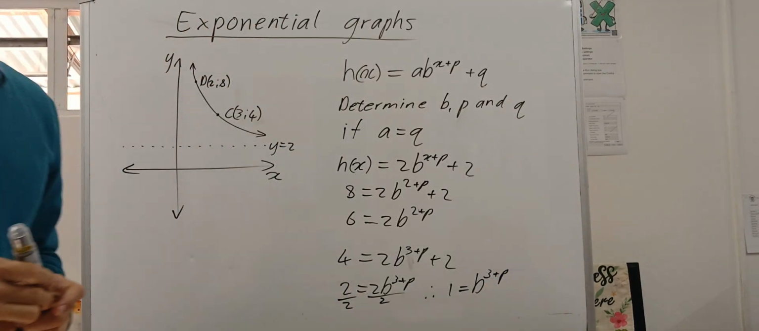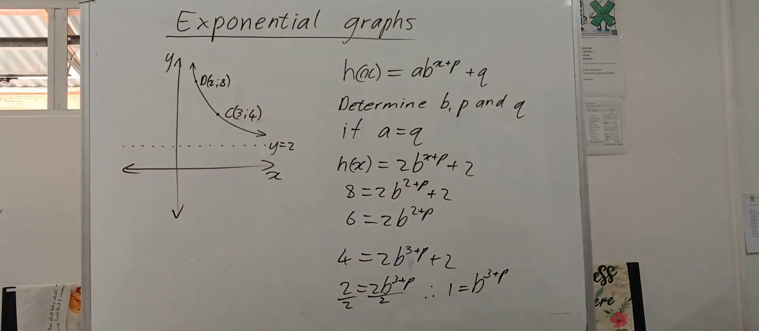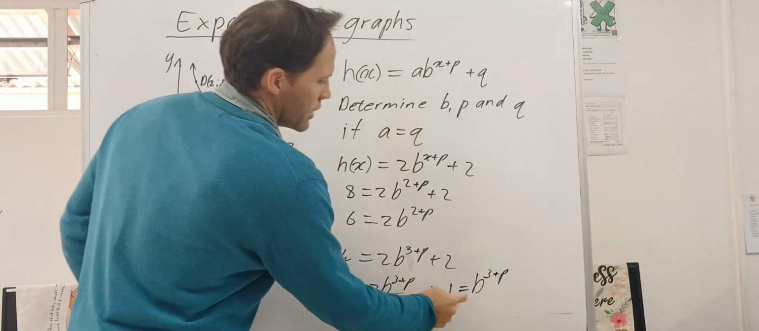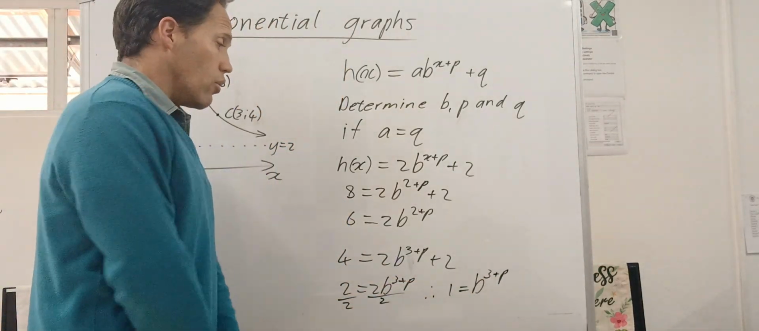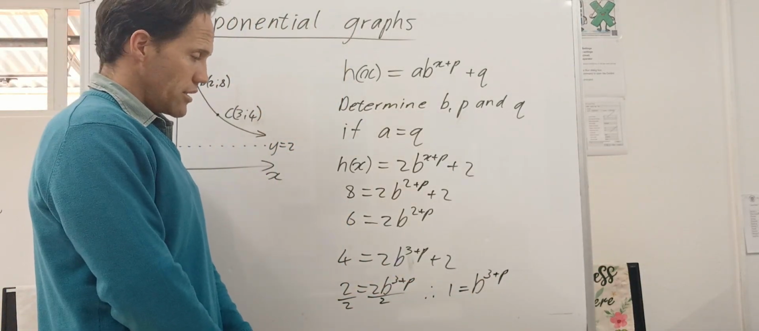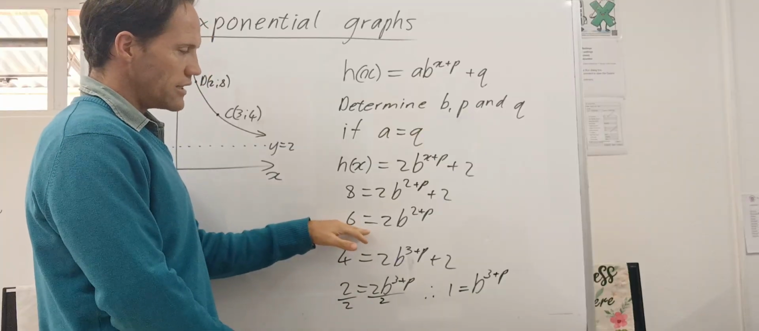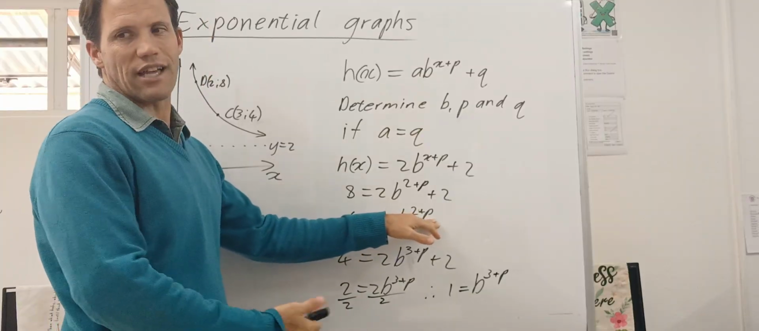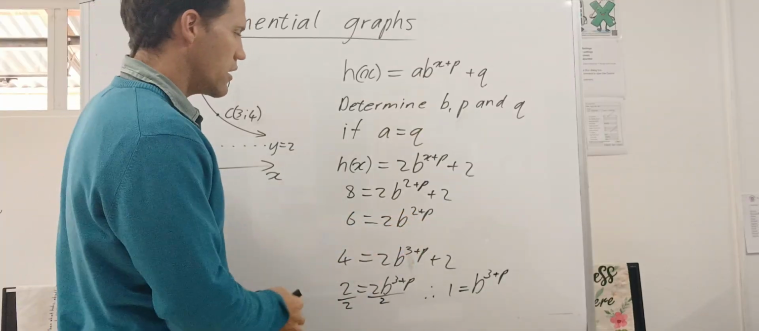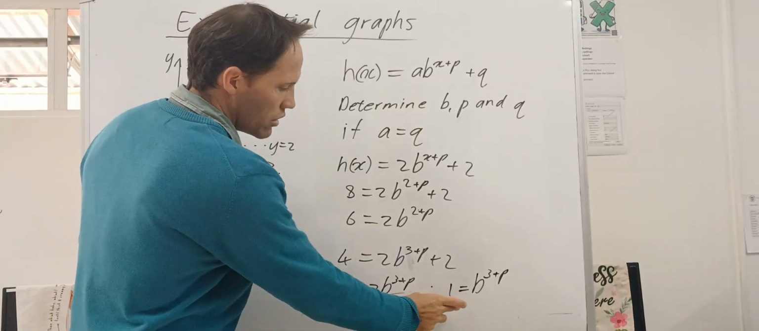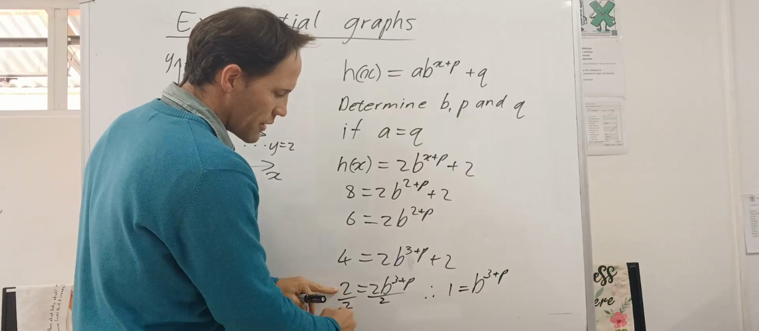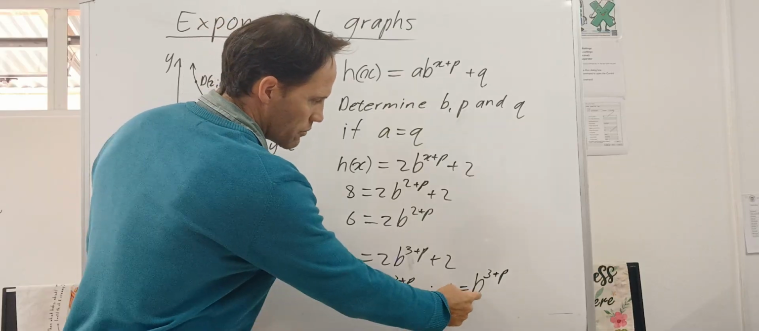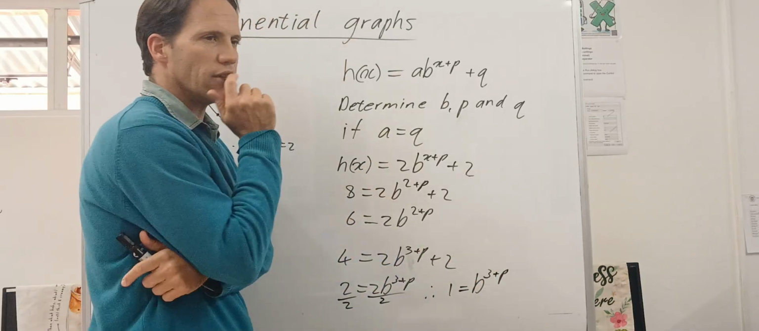Now that's something important. Think about that. 1 is equal to b to the power 3 plus p. Why is that important? What can we do with that bit of information? Because this one we got stuck here. 6 is equal to 2b to the power 2 plus p. There's nothing you can do after that. Okay? You can't solve it. But now, when you tried (3, 4), take it over, you get 2, divide by 2, you get 1 is equal to b to the power 3 plus p. You can actually solve it.